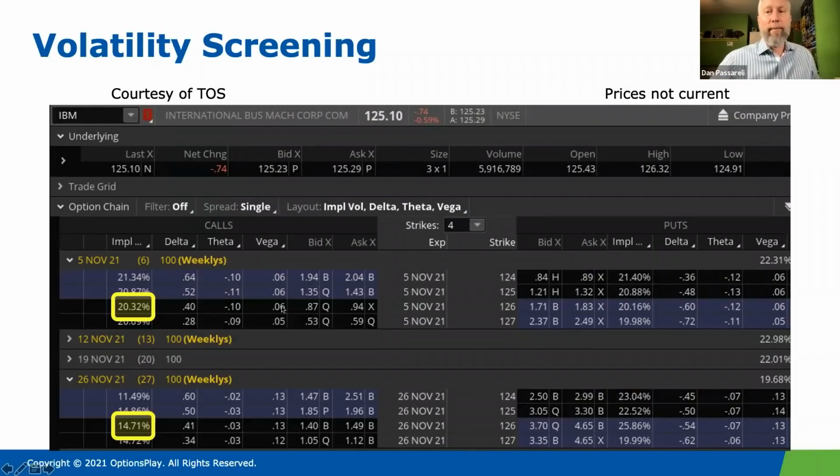Now, if you trade time spreads already, and if you're good at them, this can be a way to get even better at them. This can be a way to screen out the ones that are statistically against you. Like if these volatilities were flipped and I'd be selling the lower volatility and buying the higher volatility, I'd be at a statistical disadvantage. But here, I'm able to screen out time spreads and only trade the ones that have a statistical advantage.